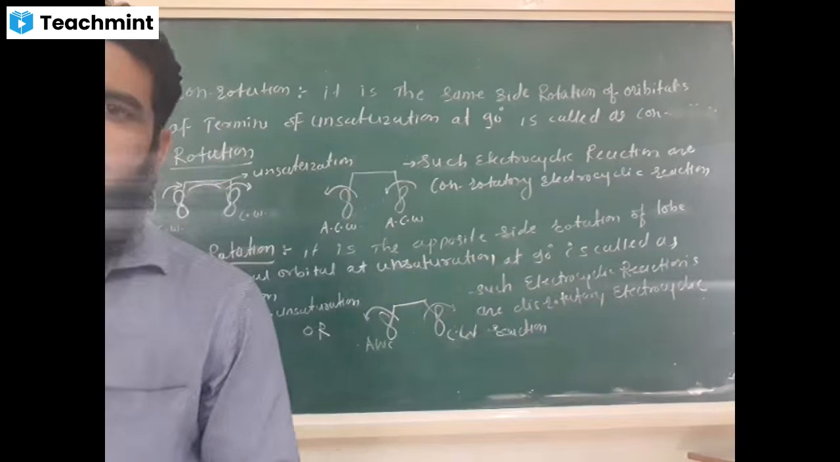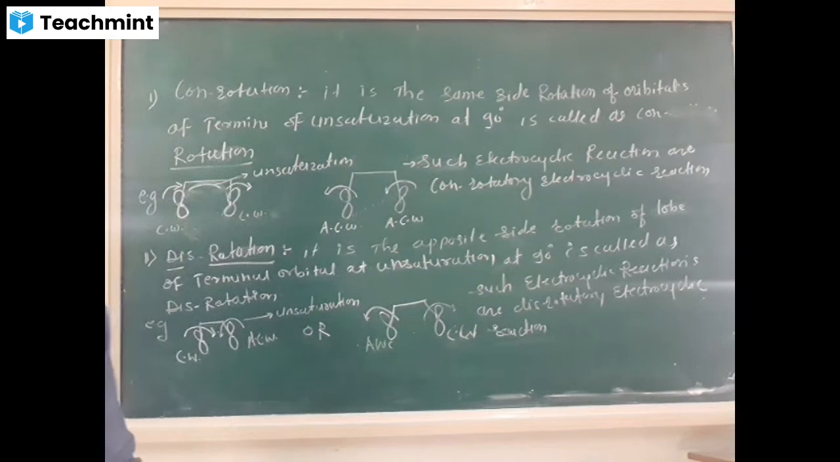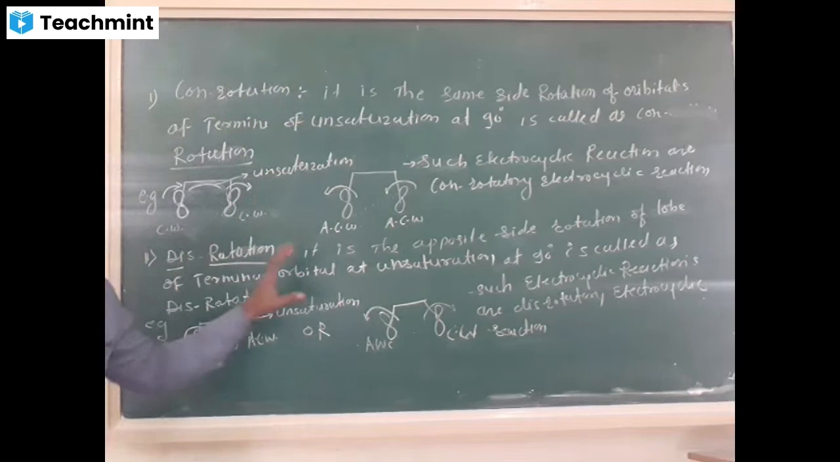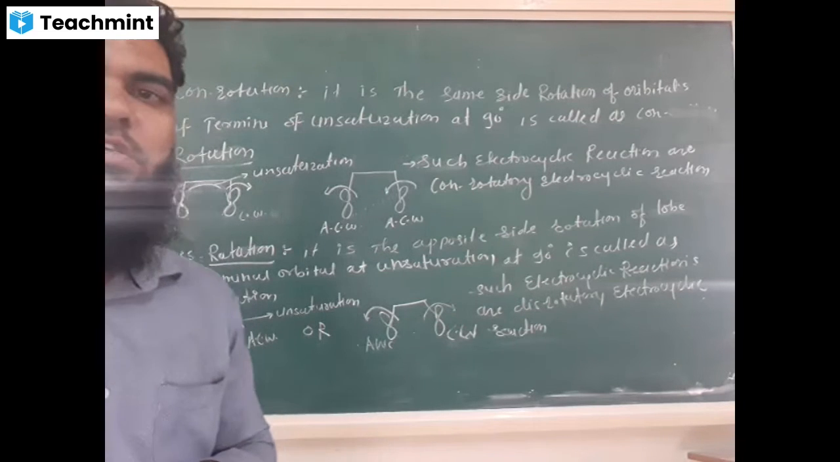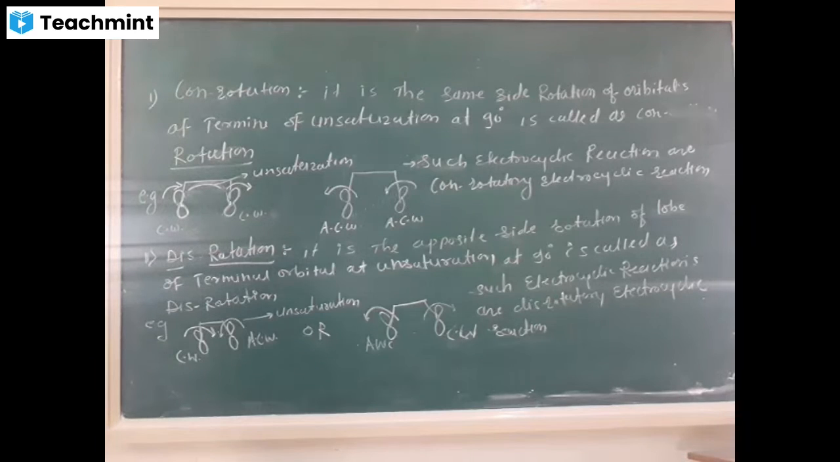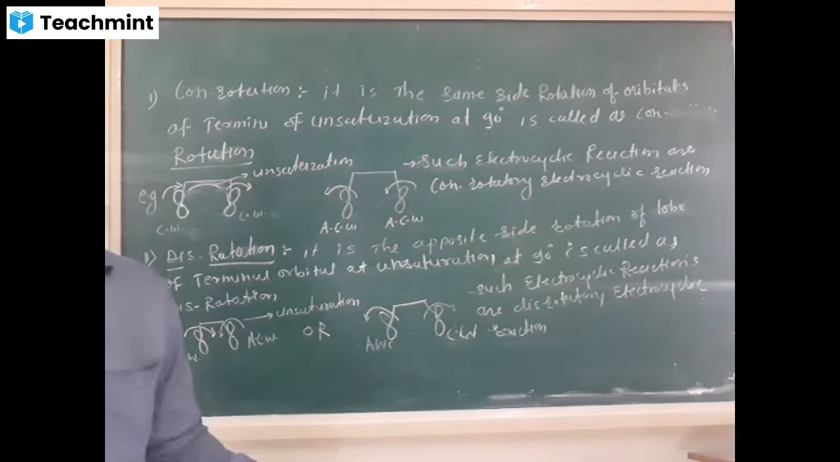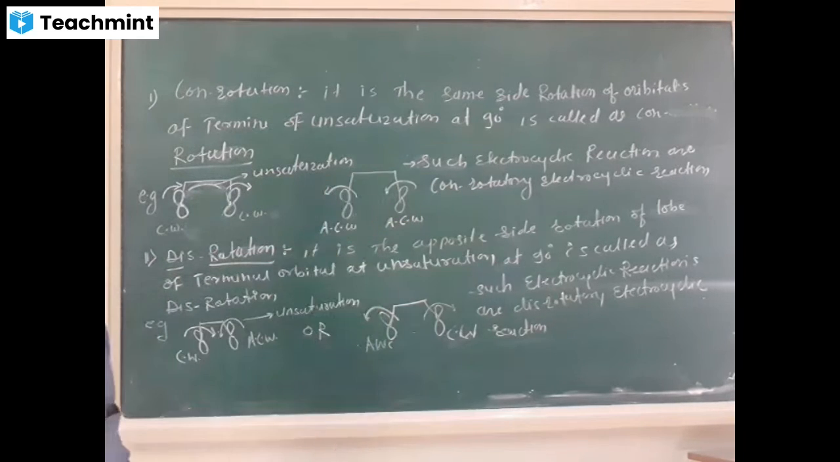So whenever an electrocyclic reaction takes place, it may take place through con rotation or through disrotation. And why are we studying con rotation and disrotation of electrocyclization? Because these rotations are very useful to determine the stereochemistry of the product in an electrocyclization reaction.